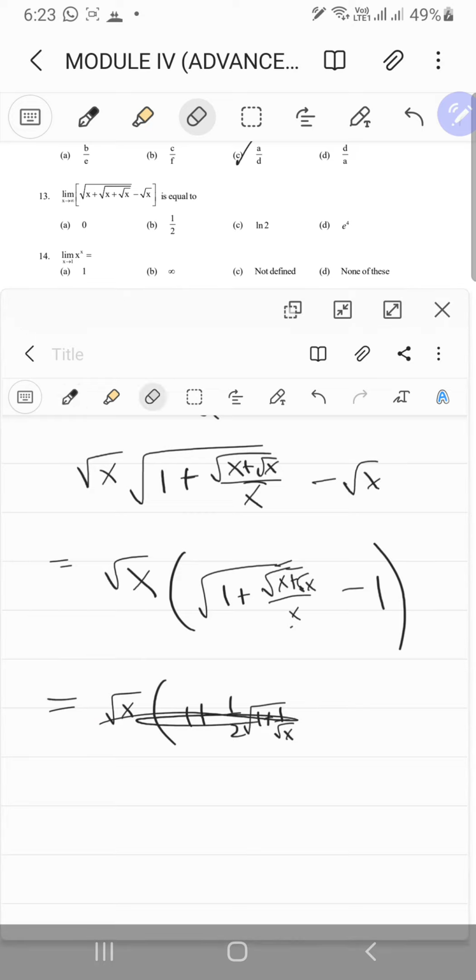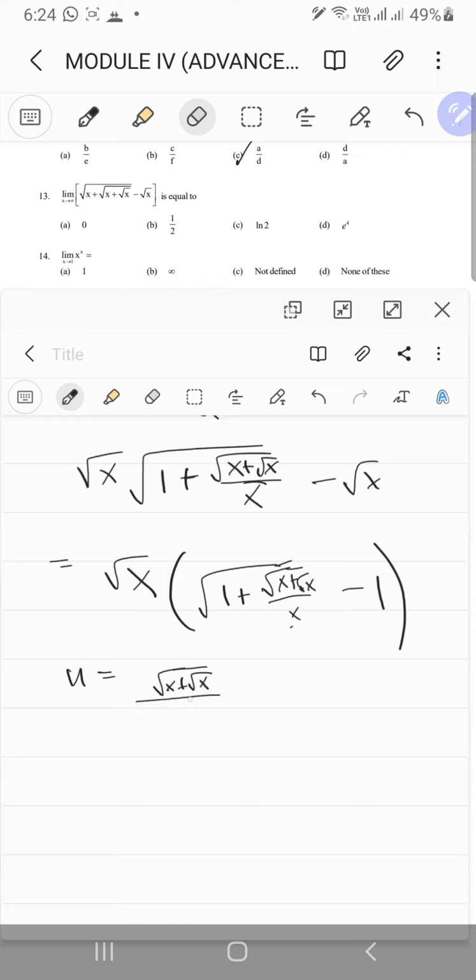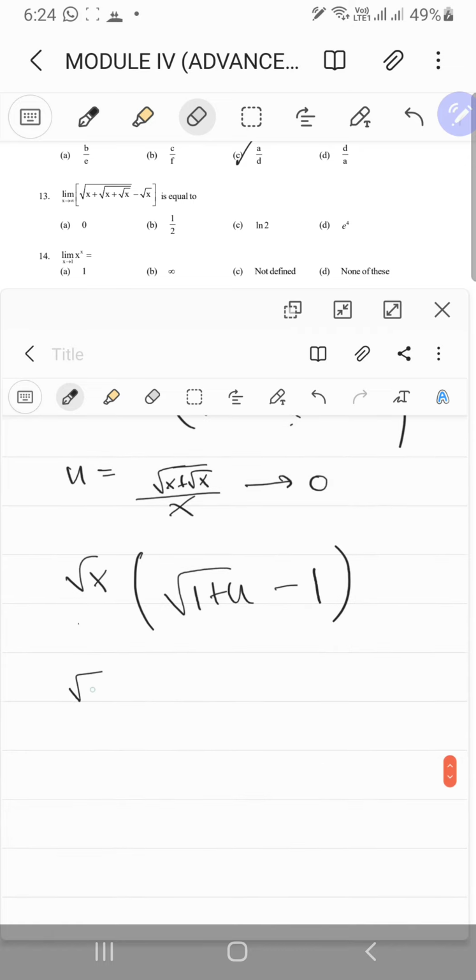Just erase all this stuff. So what we can do is set u to be square root of x plus square root of x upon x. So this is tending to 0, isn't it? Because x is tending to infinity. So this thing is just like square root of x into square root of 1 plus u minus 1. And we have an extremely helpful tool for this, which is called the general binomial theorem. So we can write this as 1 plus 1 by 2u plus u squared times some other stuff.